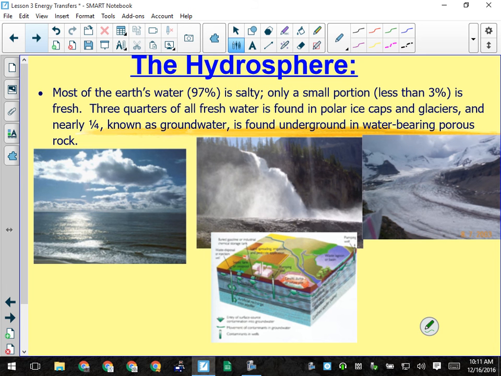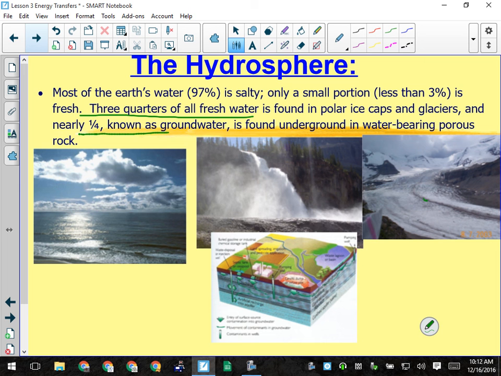Most of the world's water is saline, salty, 97%. So less than 3% is fresh, and 3/4 of all that fresh water is frozen, tied up in glaciers, polar ice caps, things like that. Do we depend on that 3%? Can we drink salt water? So that 97% of that water, it's no good to us. So it's a very, very important resource.